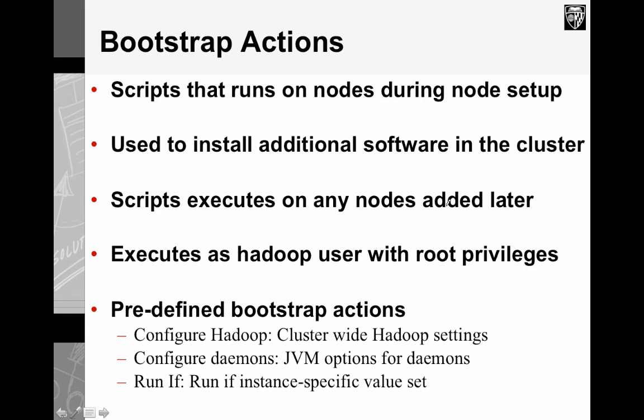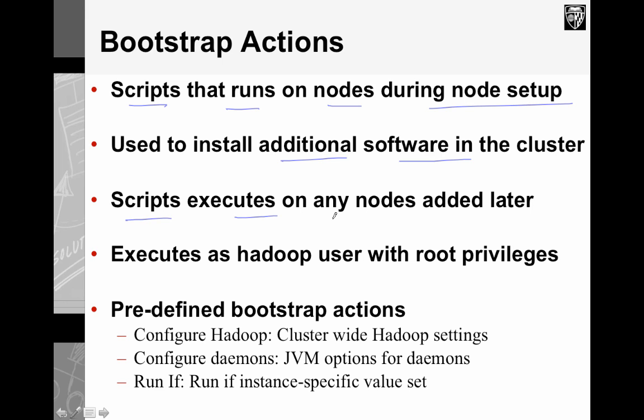Now let's look at bootstrap actions. Bootstrap actions are scripts that run on nodes during node setup. Whenever a node comes up for the first time, whether it's the master node or the slave node, which could be of two types, core or task nodes, the bootstrap action scripts run. Bootstrap action scripts are scripts that you write that will execute when the node comes up, before the job actually executes. This is to prepare the nodes if you want to customize the node to do certain things, to have a certain piece of software installed maybe in the cluster.